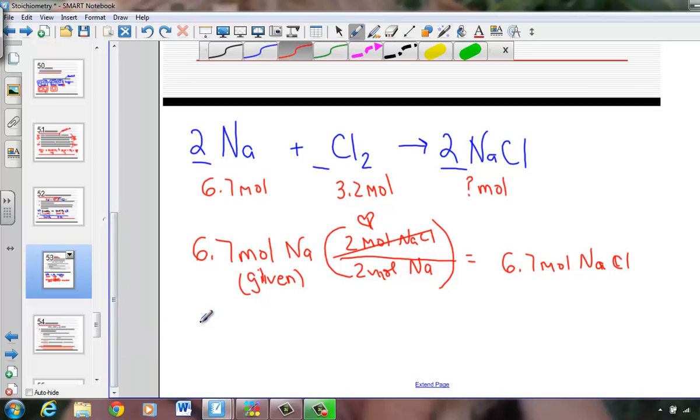Well, let's try the other reactant. If I had 3.2 moles of chlorine, what would be the maximum yield of our salt here? So again, we'll set up a nice stoichiometric ratio, but here we have 2 moles of sodium chloride for every 1 mole of chlorine consumed.